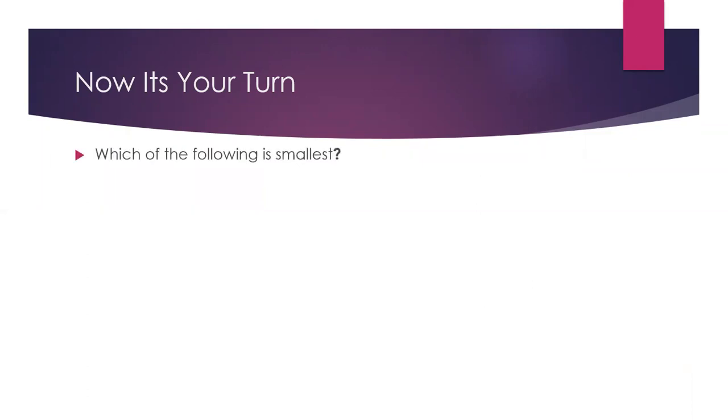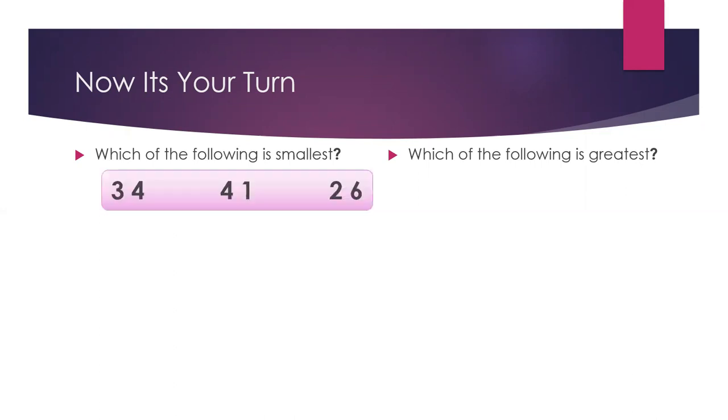Here is the second phase of your testing. Here I'm giving you three numbers, and you will tell me which of them is the smallest and which of them is the greatest. So let us take the first example. Here we have 34, 41, and 26. So we will adopt the same strategy. We will compare the highest place value digit of these numbers.